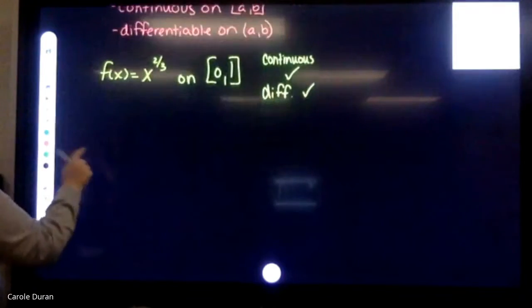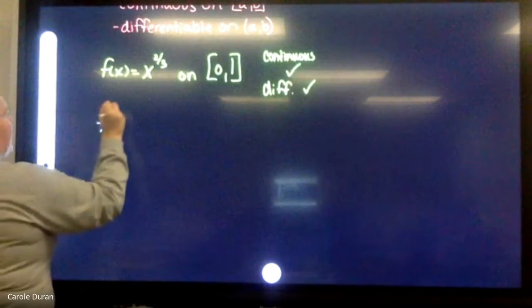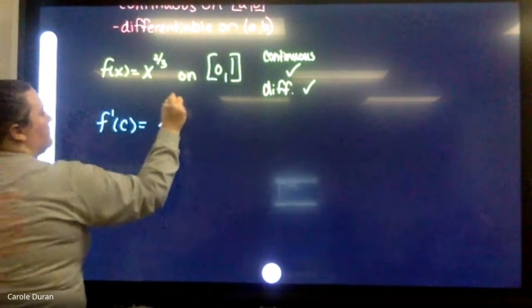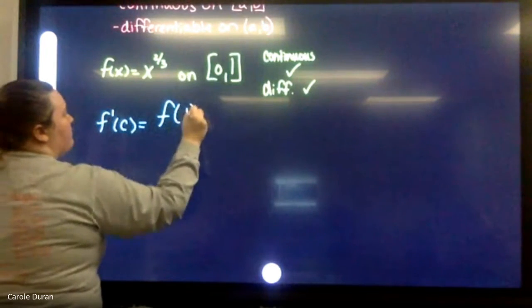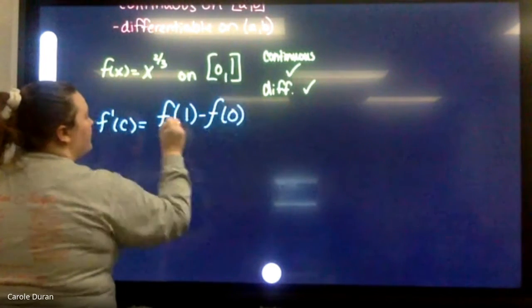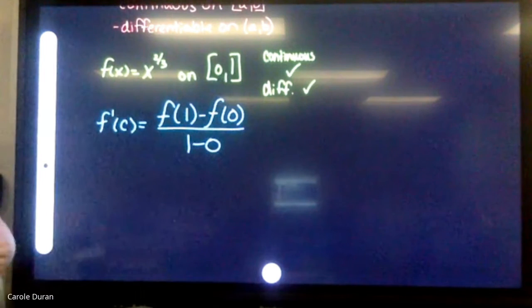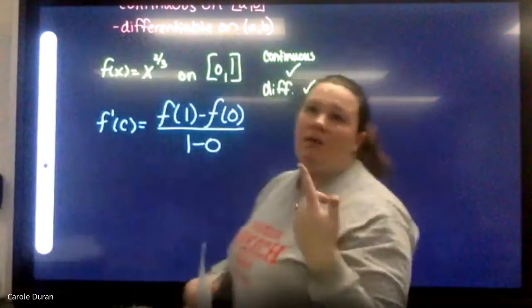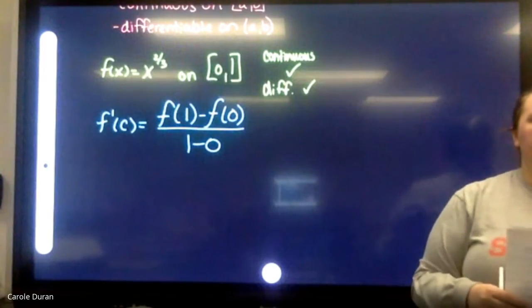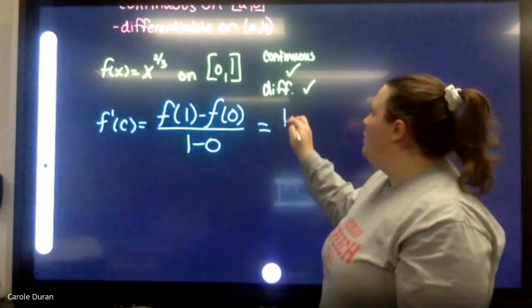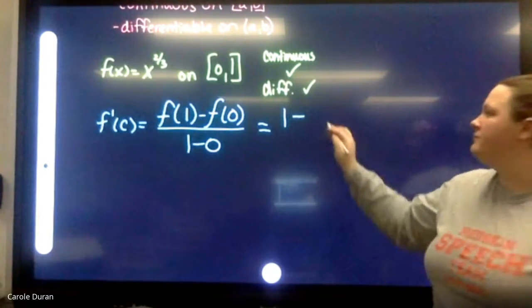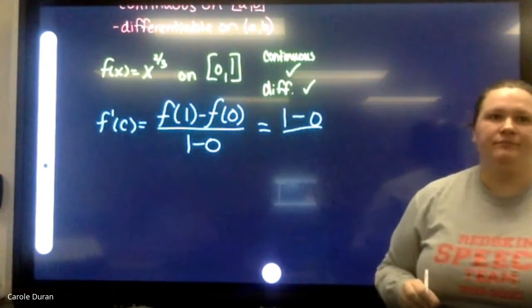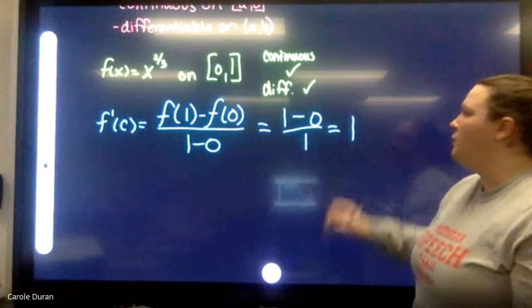I'm going to do f prime of c, because I don't know what c is, so I leave it in there, equals the function solved at the second endpoint minus the function solved at the first endpoint over the second minus the first. So f of 1 minus f of 0 over 1 minus 0. F of 1 means I plug 1 in for x and solve. What's 1 to the 2/3? 1. What's 0 to the 2/3? 0. What's 1 minus 0? 1. So then I get 1 over 1, which is just 1.